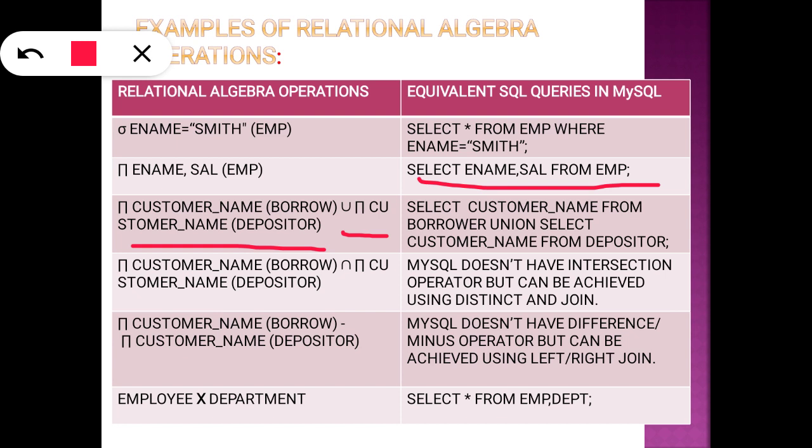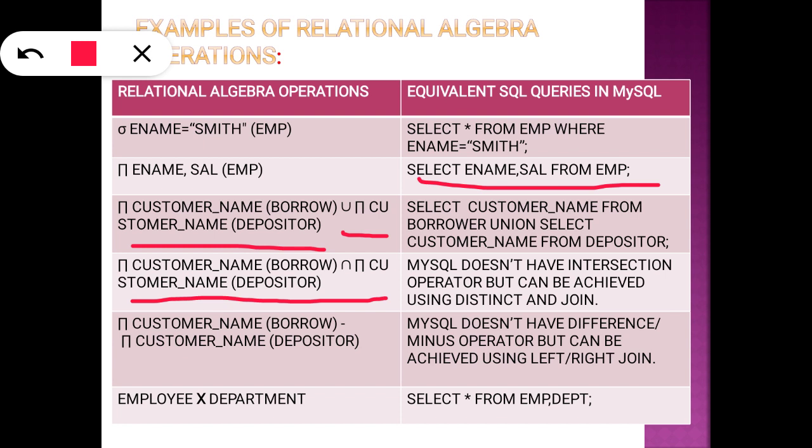And here see, the intersection operator. We can represent it in relational algebra as project customer name from borrower intersection project customer name from depositor. In MySQL, the direct intersection operator is not supported, but it can be achieved using distinct and the join clause. We will understand this intersection operation when we discuss joins.